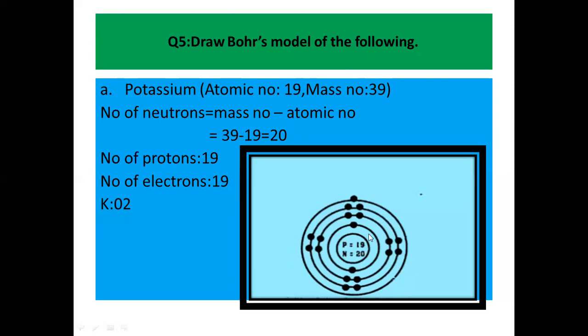Then the first shell can accommodate 2 electrons. The second shell can accommodate 8 electrons. The third shell can accommodate 18 maximum and 8 minimum. So we will write 8 electrons in the third shell. Only one electron is left, which we will write in the last shell. So the K shell will accommodate 2 electrons, L 8, M 8, and the 1 electron which is left goes in the last shell, the N shell. So this is the Bohr model of potassium.